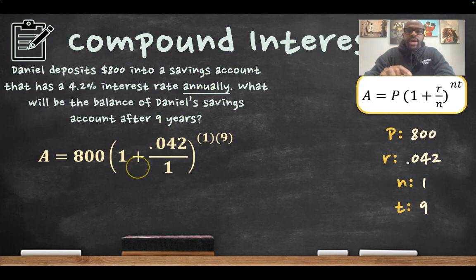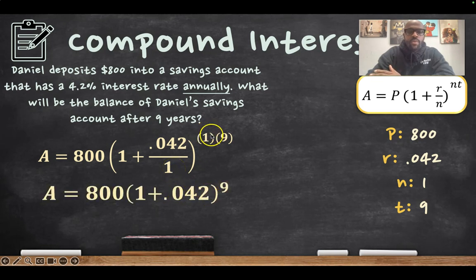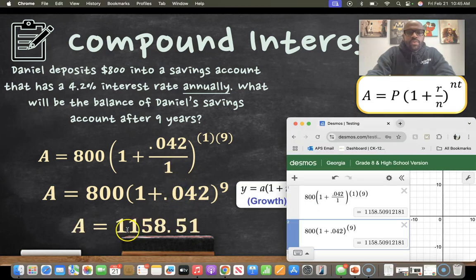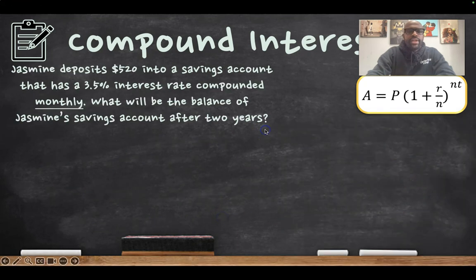But I want to simplify this so I can show you that this is the same thing as a traditional exponential growth and decay equation. If it's annually, 0.042 over 1 is the same thing as having just 0.042. 1 times 9 is just 9. So if it's annually, you don't necessarily need to use the compound interest formula. Only when it's being compounded more than 1 time per year would you use this formula. Then you could type in either one of these and you should get the same result, which is $1,158.51, as you can see over here. So let's go ahead and look at our next example.